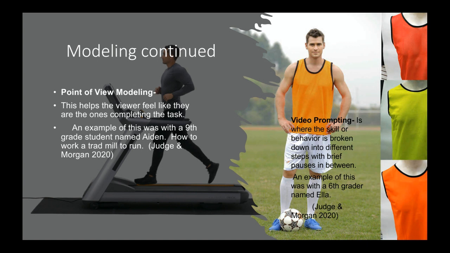Aiden would watch a video that was created using a first-person perspective by his peers, siblings, or an adult showing him firsthand how to complete each step of working the treadmill. It was then broken down by the different steps of how to work the treadmill. Voice-over can also be used to help support the learning in this process.